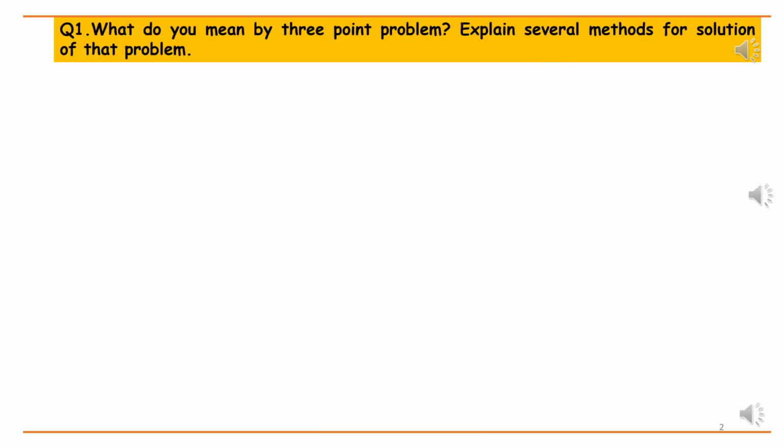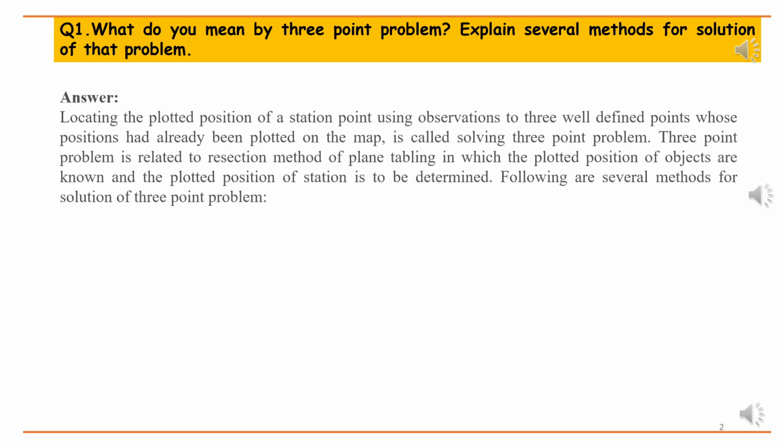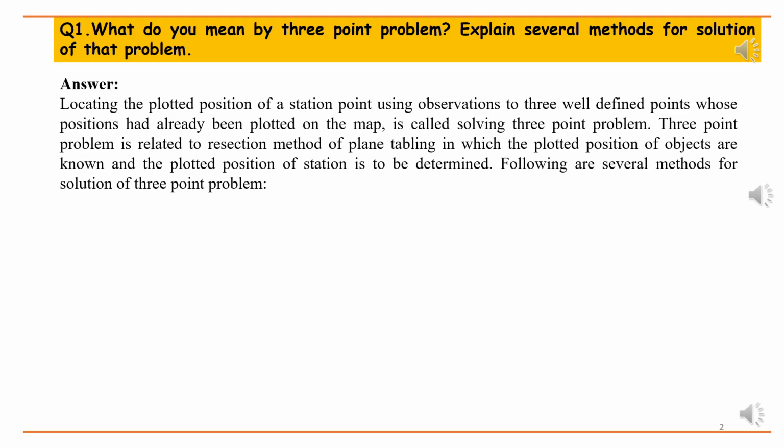What do you mean by three-point problem? Explain several methods for solution of that problem. Answer: Locating the plotted position of a station point using observations to three well-defined points whose positions had already been plotted on the map is called solving the three-point problem.